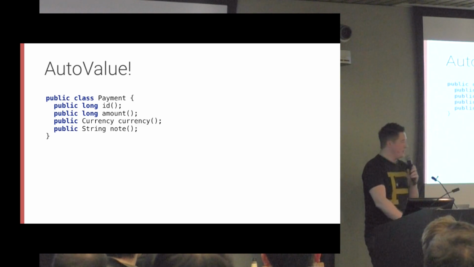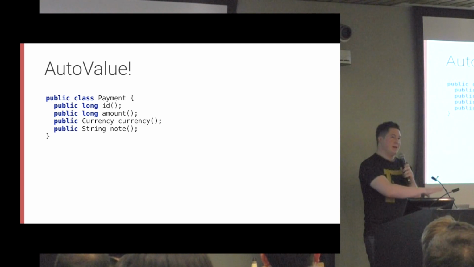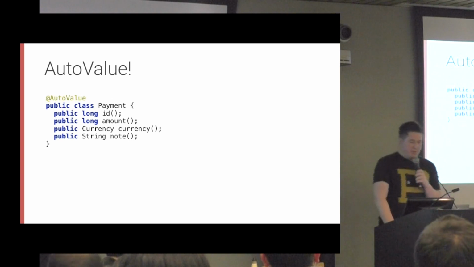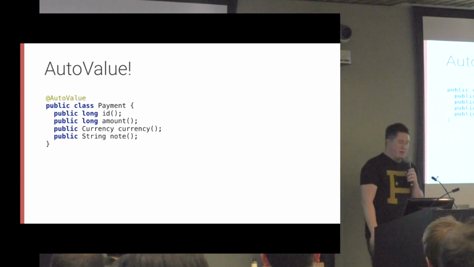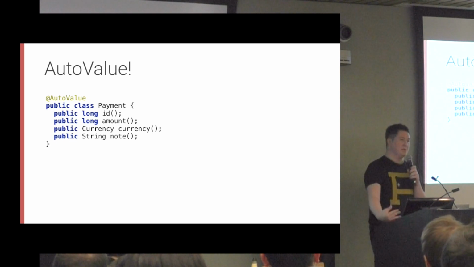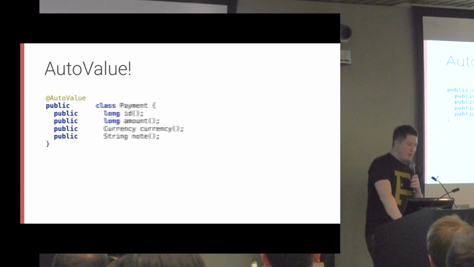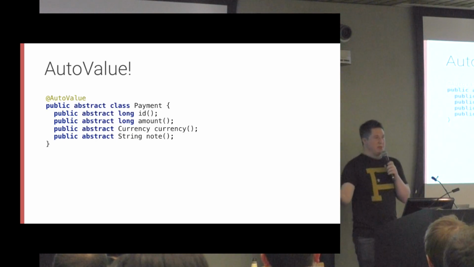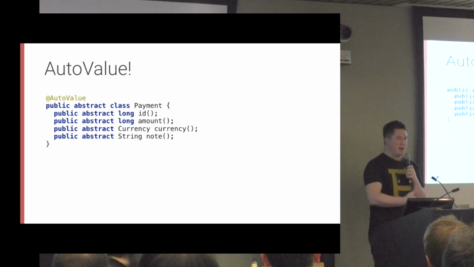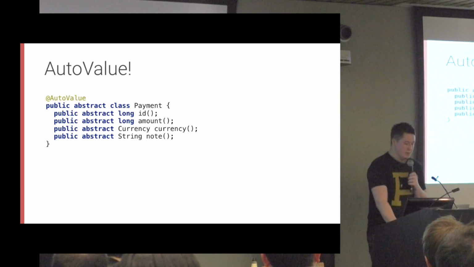So what does it look like? If we go from this ideal representation in syntax, how do we get to that actual value type? Well, the first is an annotation. AutoValue is an annotation processor. So any type that we want to turn into a value type, an immutable value type, we annotate. And then because the implementation of this is going to be provided for us, we turn everything abstract. The class itself is abstract, and the properties that we want generated for us are also abstract.